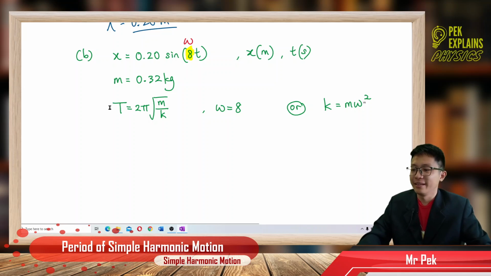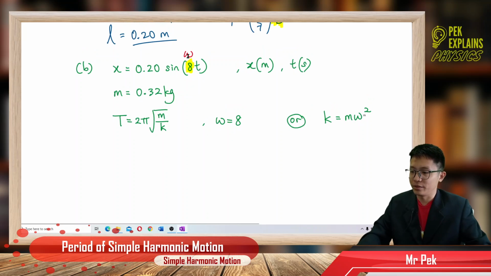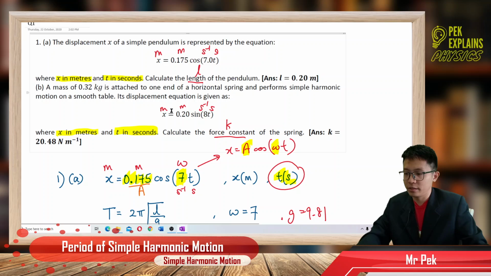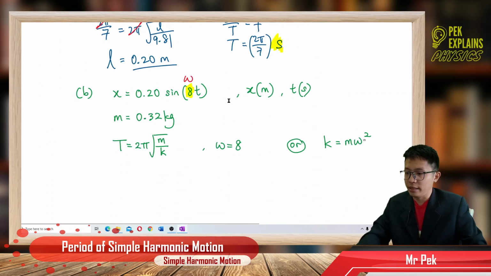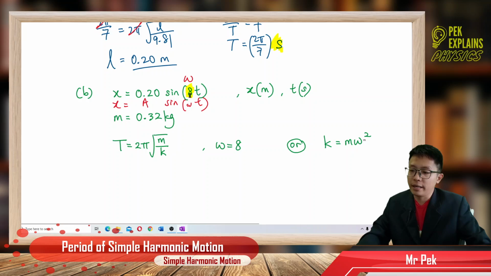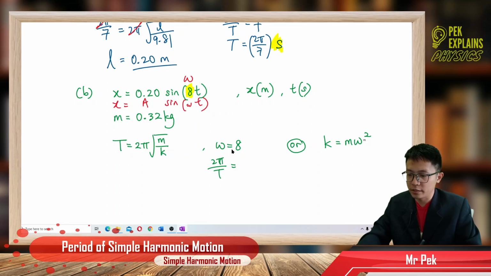So again, to find the period, we use the omega. I compare the formula given, which is 0.2 sine, with A sine omega t. So the omega is 8. From the omega, I can get the period: omega equals 2 pi over period, and this is 8.